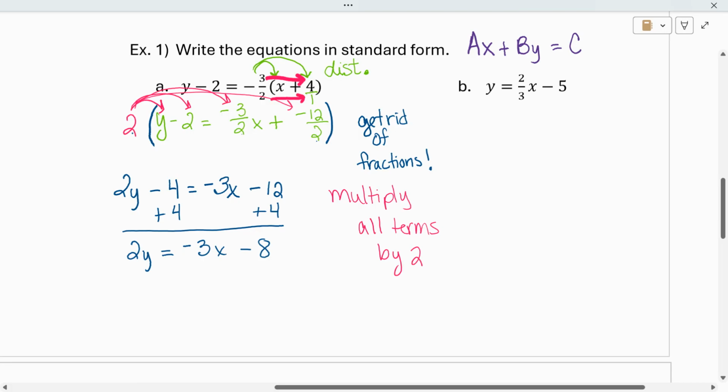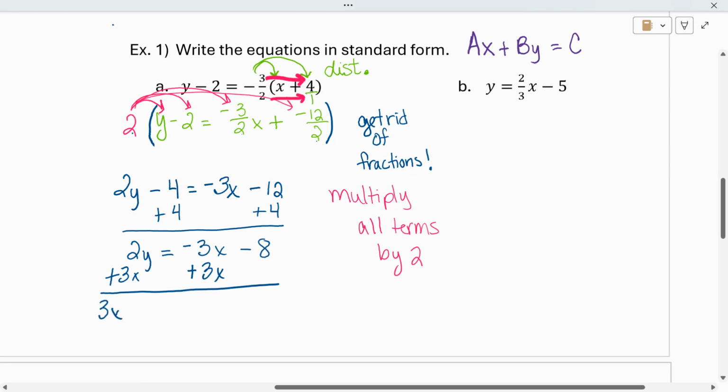What would you like to do next? I need to get the x and the y on the same side. Are they both on the same side of the equal sign right now? We just moved the 4 over to the other side. What do I need on the same side? I need the x and the y on the same side. So right now I have the y. I need to move the x over there. I would add 3x to both sides. Good job. Add 3x to both sides.